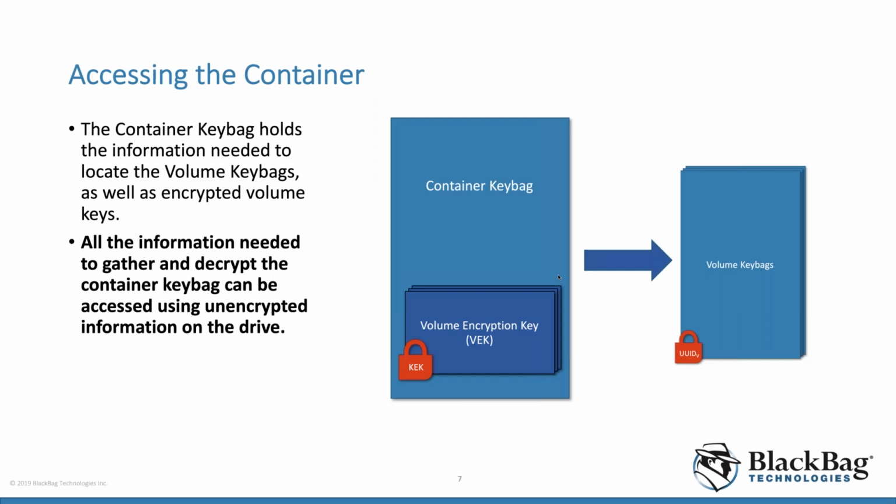The container keybag holds all the information you need to locate the volume keybags, but it also contains the encryption keys used to actually encrypt data on disk. These encryption keys aren't just stored in plain text here. They're actually encrypted with something called a key encryption key, which we'll get to in the next slide. But once you are able to decrypt the container keybag and decrypt the key encryption key, you're able to decrypt all the data. So this is our goal when we're wanting to analyze APFS software encryption.